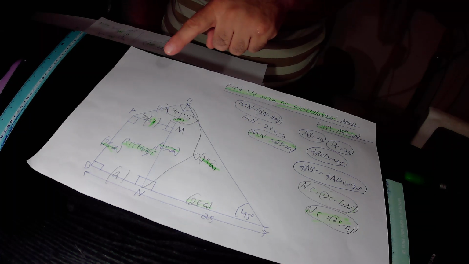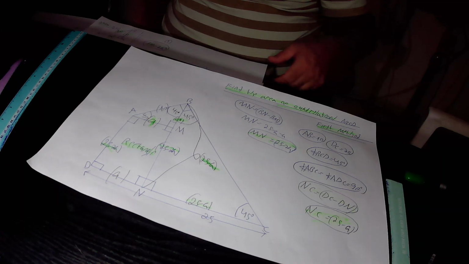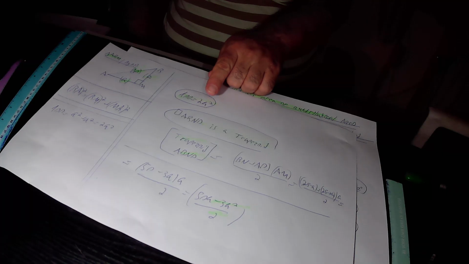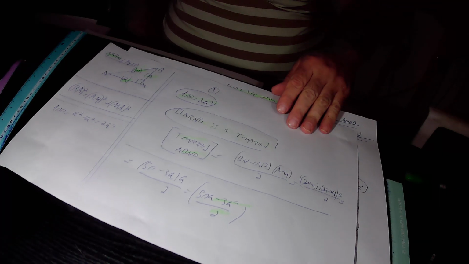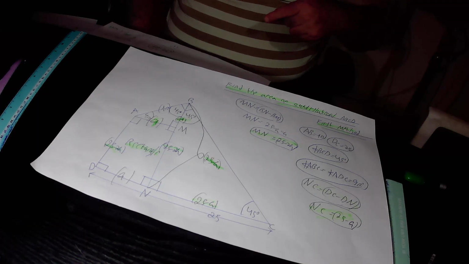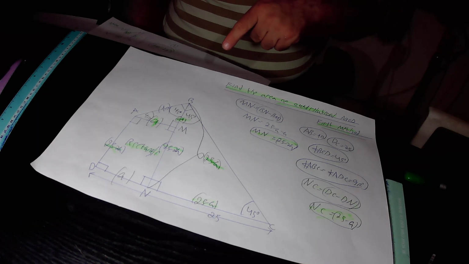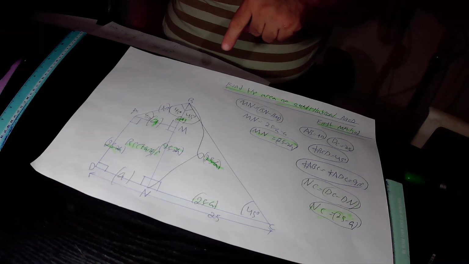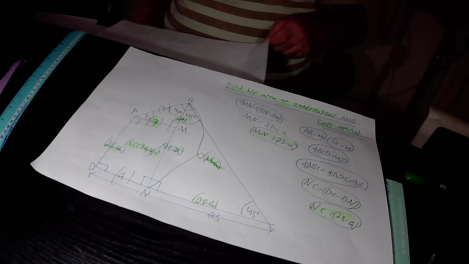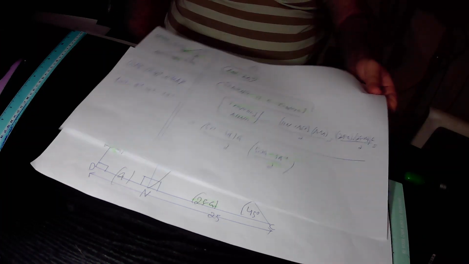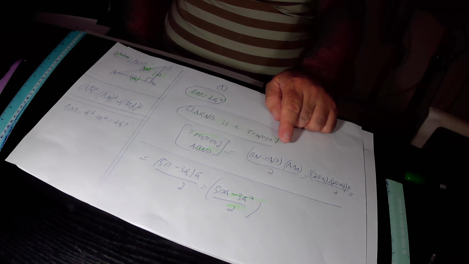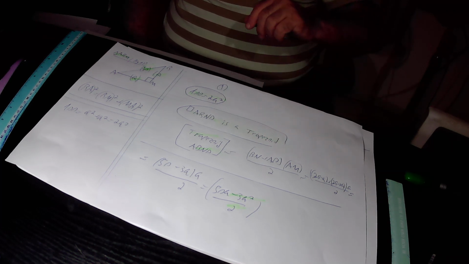So what is the area of trapezoid ABND? Quadrilateral ABND is a trapezoid because it has one pair of parallel sides. The area of trapezoid ABND must be equal to the sum of its two parallel sides, that is to say BN plus AD, times the height AM, over 2.